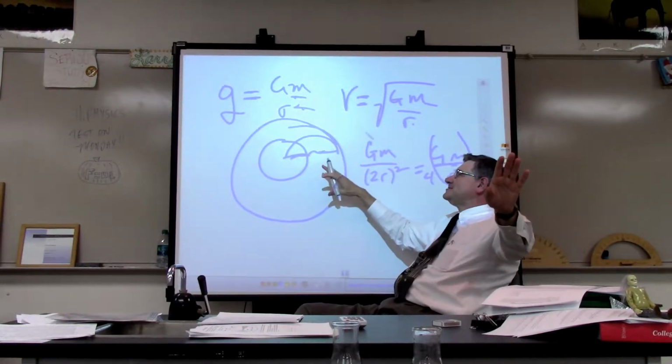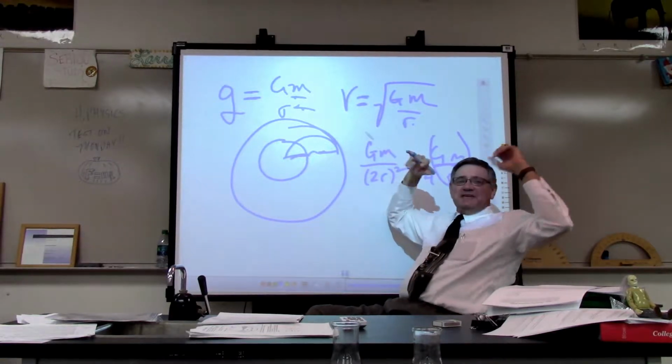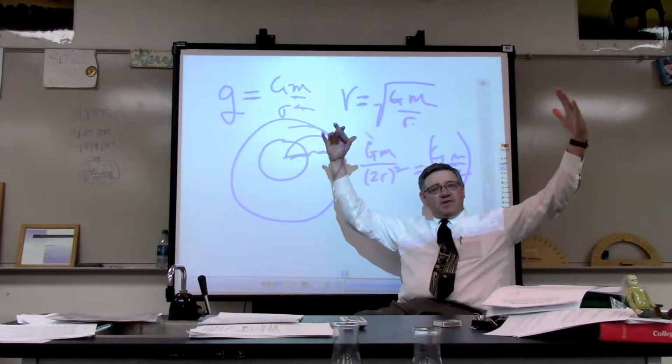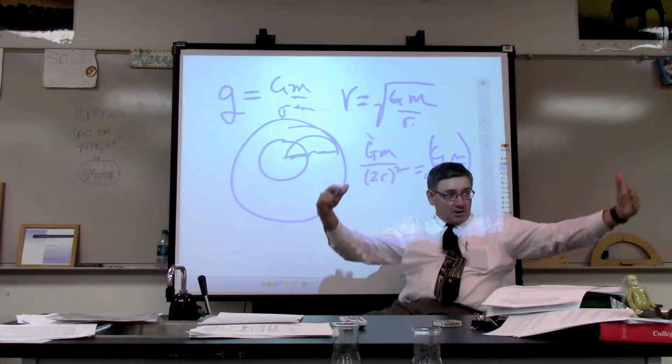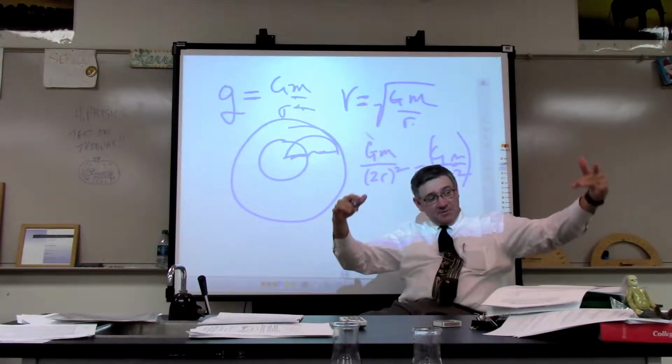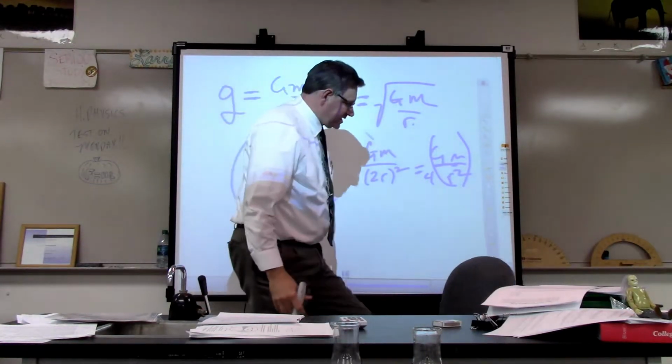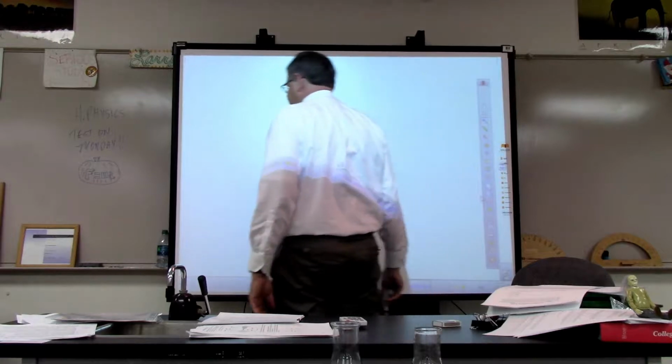All right. So, what that means is, as satellites go into higher and higher orbits, the velocity becomes smaller and smaller and smaller. Remember that. Now, we have one last big equation to come up with.